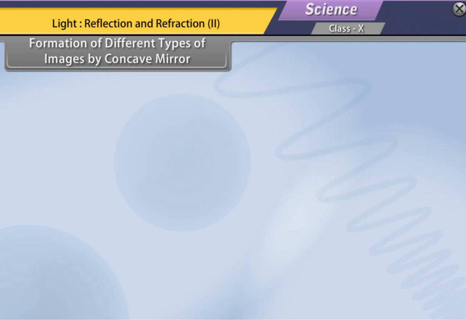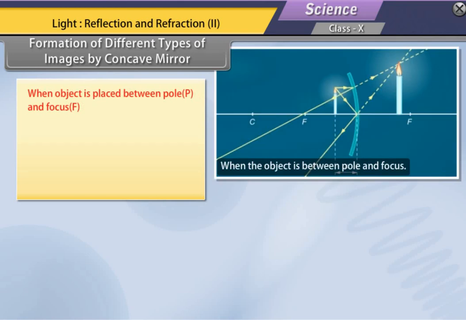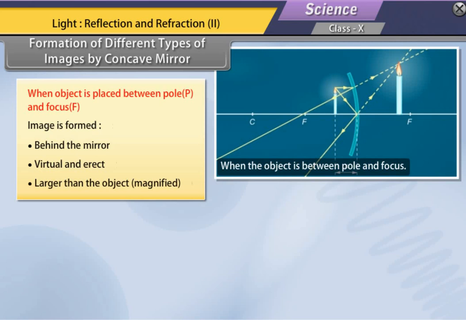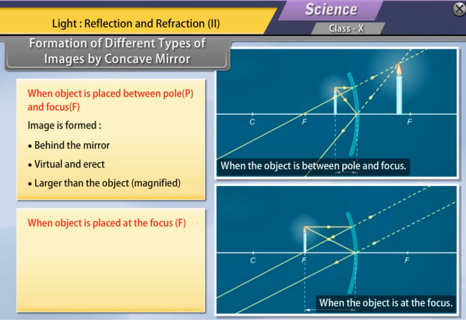Formation of different types of images by concave mirror. When object is placed between pole P and focus F, image is formed behind the mirror, virtual and erect, larger than the object, magnified. When object is placed at the focus F, image is formed at infinity, real and inverted, highly enlarged.